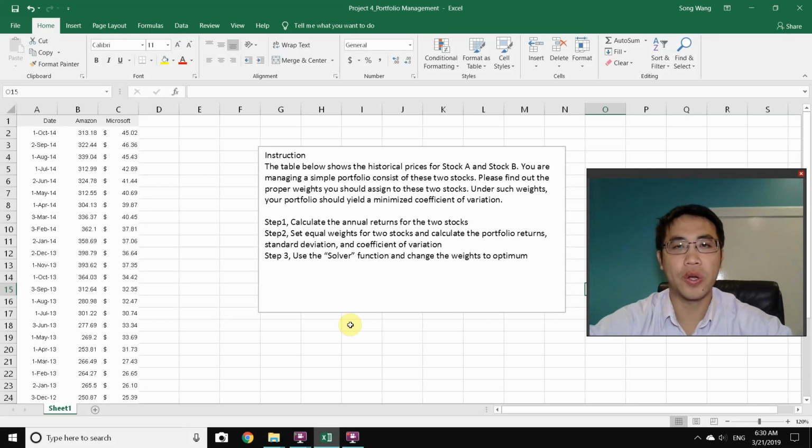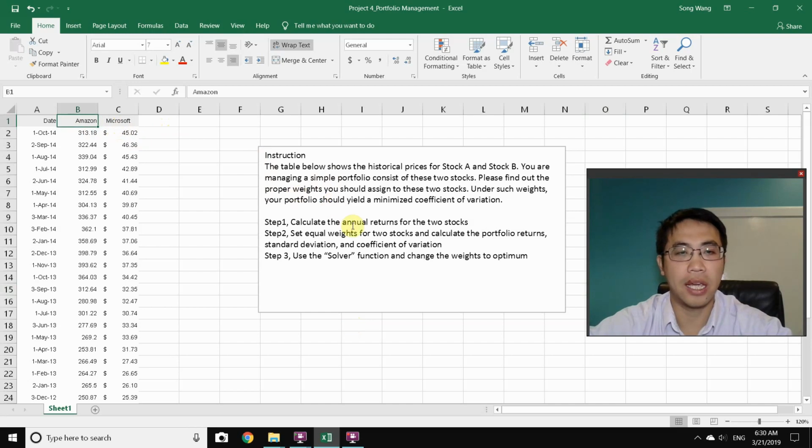In this video clip, we are going to finish the Excel project 4 and the topic is portfolio management. The portfolio basically means a combination of stocks, bonds, or any financial assets that you hope could generate return with a limited amount of risk. So right here, we're looking at two stocks. One stock is called Amazon and another stock is Microsoft. You probably have heard both of them or are using the products of both of the companies.